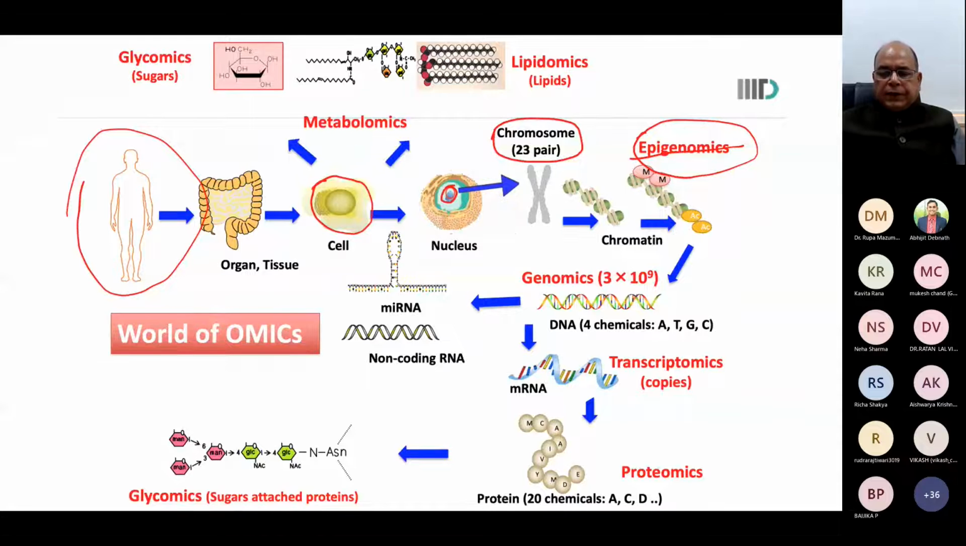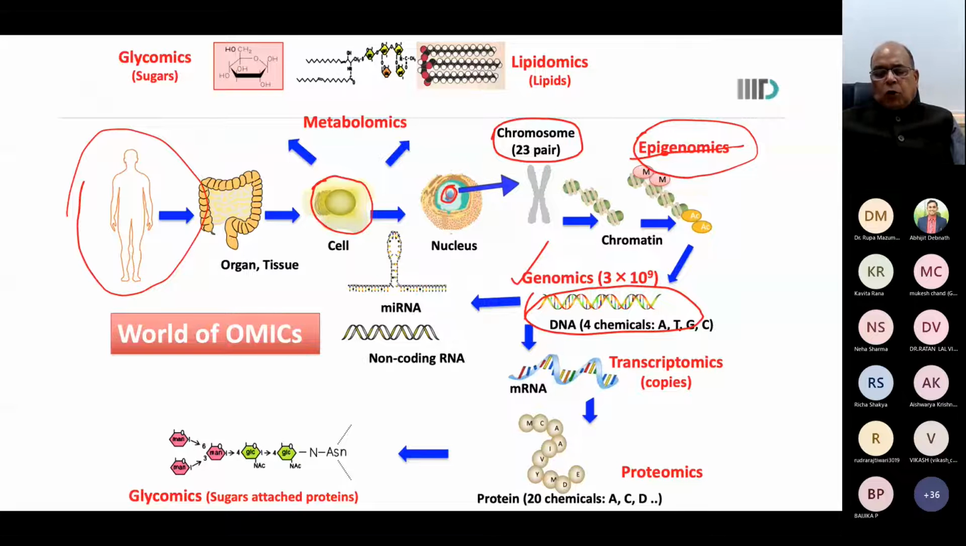And the whole DNA sequence, all the DNA in your nucleus, in the case of humans is 3 into 10 to the power 9 base pairs, because DNA is found in the form of a double helix, so we call them base pairs. There are 2 strands, and each has 3 into 10 to the power 9 nucleotides. Nucleotide means ATGC, 4 chemicals basically. So this study of DNA in the nucleus is called genomics.